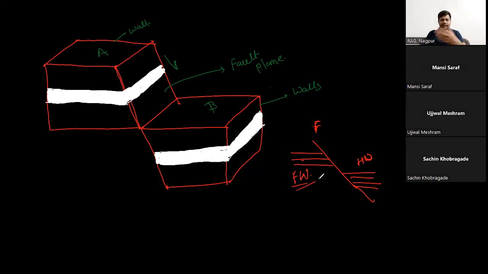No matter where they lie. So in this case, this is footwall, and this is your hanging wall. Got this? Don't forget this concept of footwall and hanging wall, because there is a classification of faults with respect to the relative position of hanging wall and footwall.